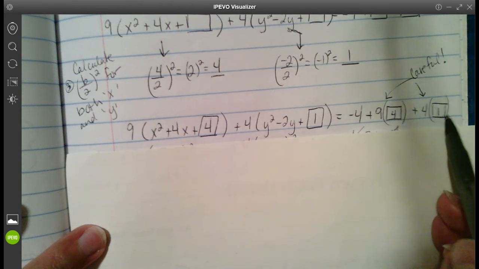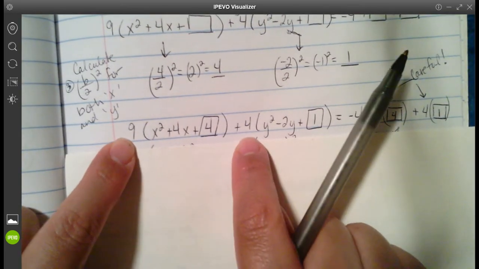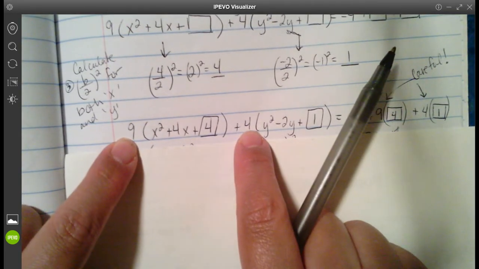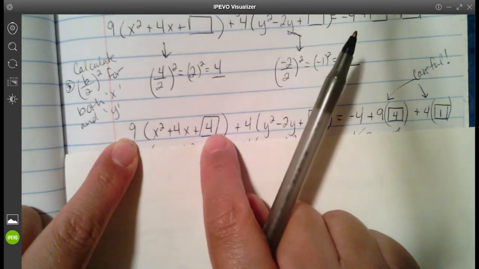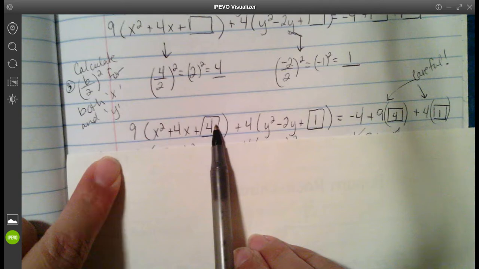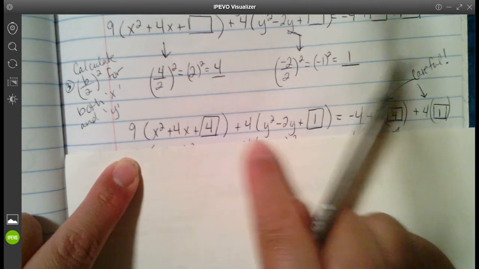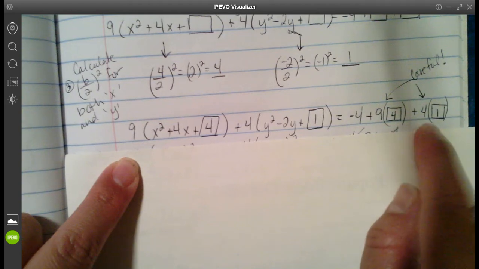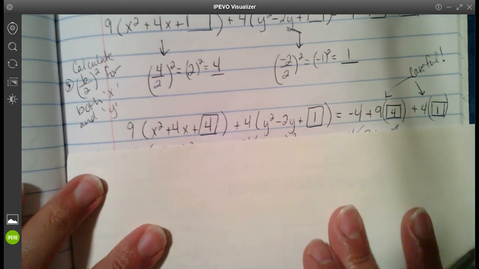So there's the 4, there's the 1, but since we had a factor in the front, 9 and the 4, you're going to have to put those factors for these two, because you're not just adding 4, you're doing 9 times 4. You're not just adding 1, you're doing 4 times 1. So we have to include that on my other side over here. So just be real careful with that. After that, it's a matter of just simplifying.